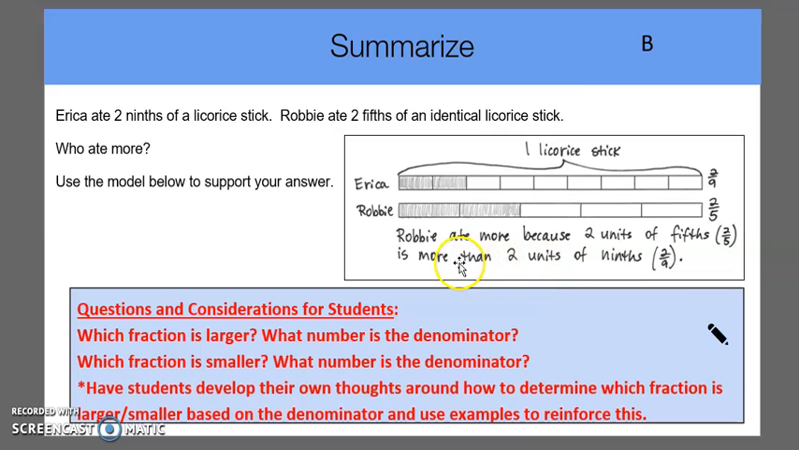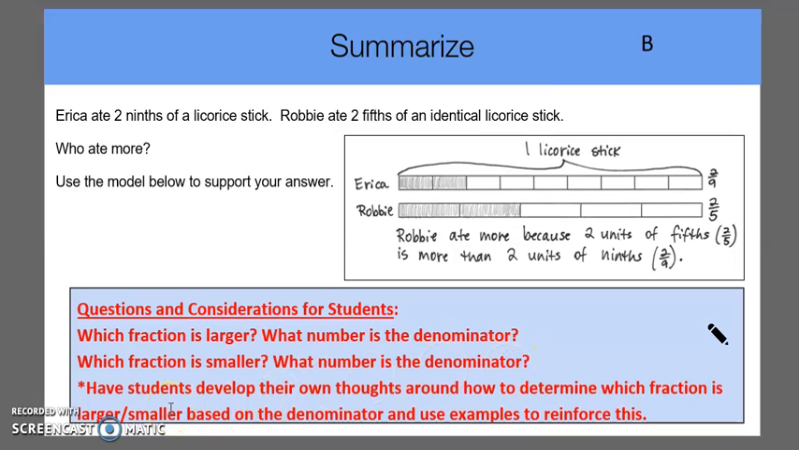Now, for some students, this might be just enough to get them to the point of knowing which fraction is larger and understanding that Robbie ate more. However, some guiding questions I've provided here can help students who might need a little more assistance getting to this point. Some questions and considerations for students are: Which fraction is larger? They can use the model to help guide them. What number is the denominator? Which fraction is smaller? What number is the denominator?